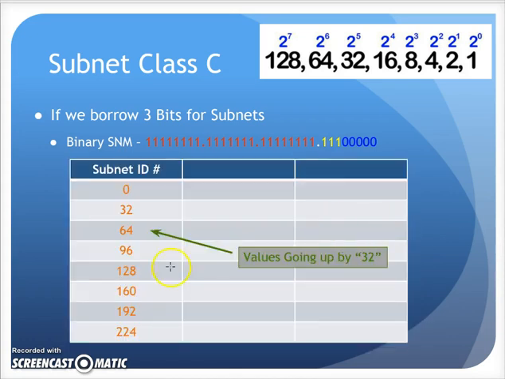So on the next page, I start with a chart. I always do the subnet number on the far left column. Every network's going to start with 0. The next one's going to be 32. The next one's going to be 64, 96. I'm going up by values of 32 until I reach 255. If I add 32 to this one, I'm going to get 256, so I know that's the last subnet.